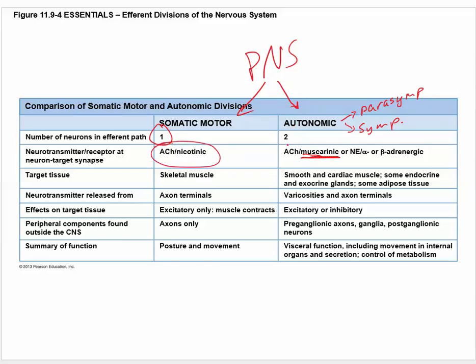This one, when you're talking about at the organ, it's always acetylcholine for parasympathetic. It's always acetylcholine onto muscarinic. Sympathetic, it's always going to be norepinephrine. Okay, and it will bind these subtypes of the adrenaline or adrenergic receptors. Somatic, it's always onto skeletal muscle. This one can be in any of these things: endocrine tissue, smooth muscle, adipose tissue, any of those things.